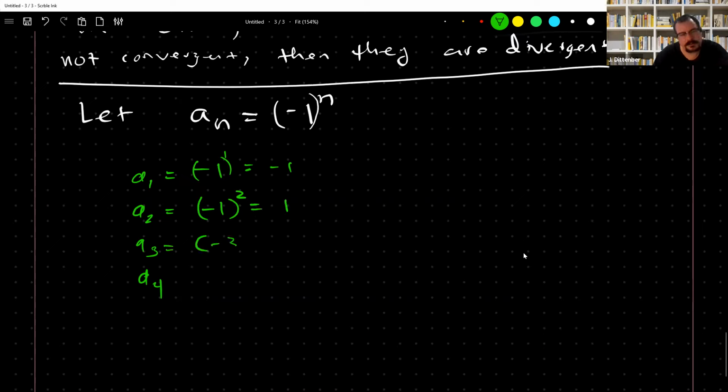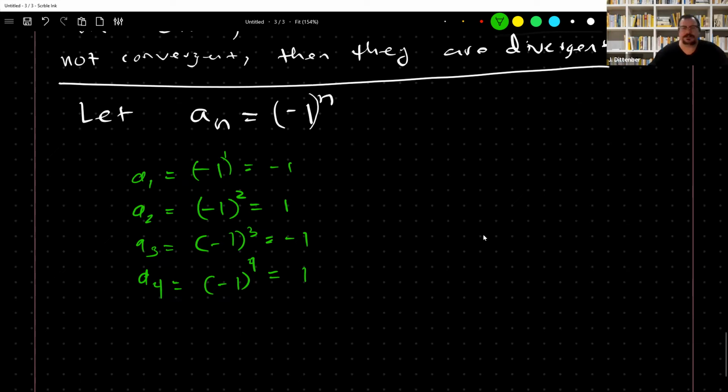And now if I have negative 1 to the power of 3, then I get negative 1 times negative 1, that's positive 1, times negative 1. So it's going to be negative 1. And in fact, every time the exponent, or index, depending on what part of the world you're in, is an even number, I get positive 1. And every time the exponent is an odd number, I get negative 1.